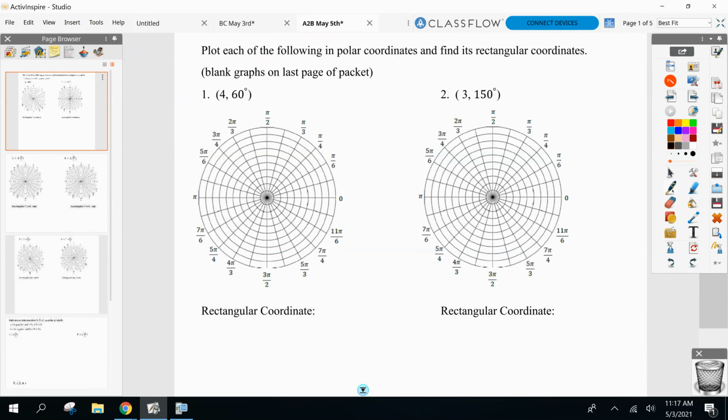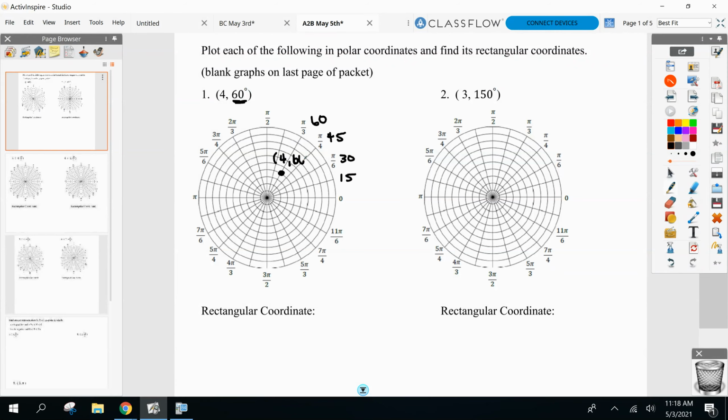So how do I plot for 60 degrees? Well, it's in degrees first. And what does each line represent in degrees? How many degrees are we going here? 15 degrees. So I start at 0, I go to 15, 30, 45, 60. Boom, right here. My r value is 4, which means I go 4 units away from the middle, called the pole. So I go 4 units away towards 60 degrees. 1, 2, 3, 4. There it is.